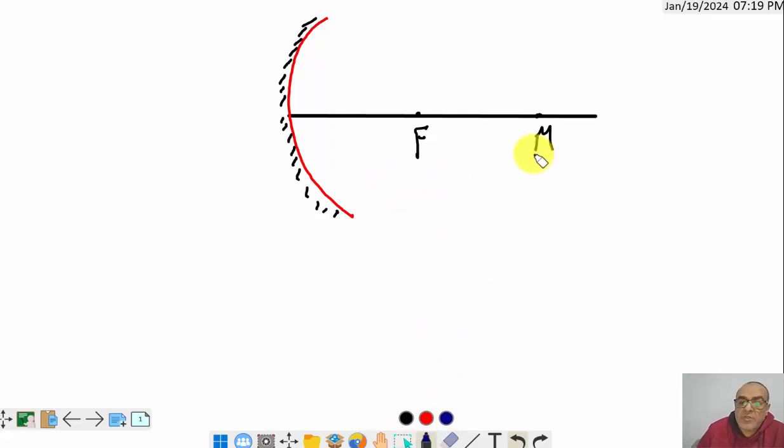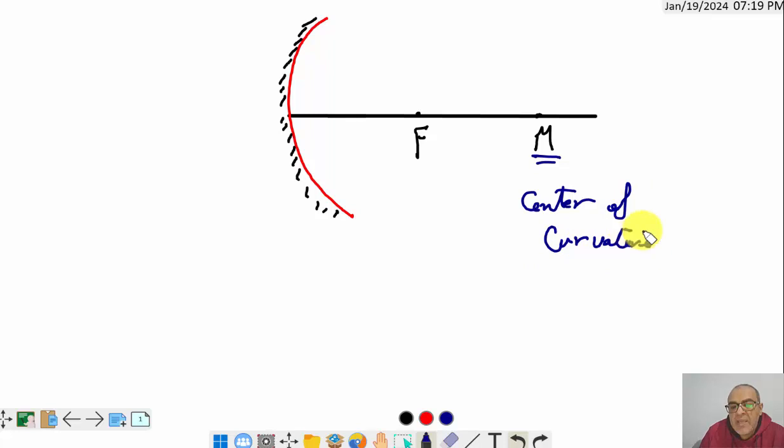So concentrate with me, dear students. Here, center of curvature. It is the center of the sphere, which the mirror is a part of. Focus. It is the point at which the light reflected from the surface is collected. Pole is the point in the middle of the reflecting surface.